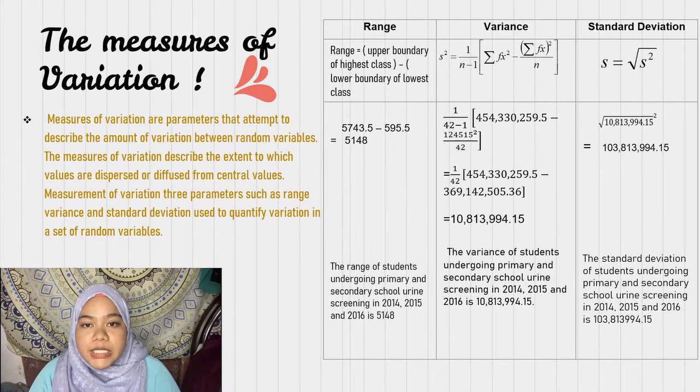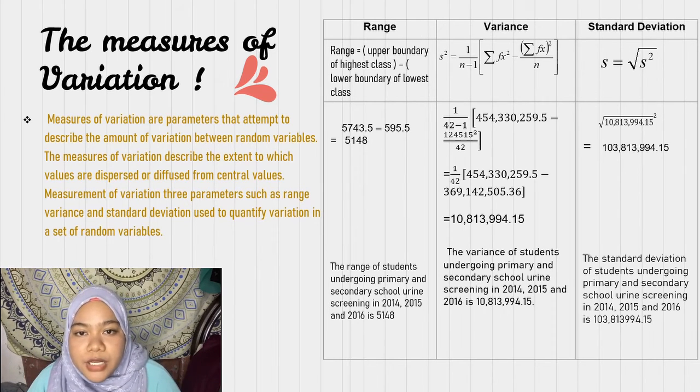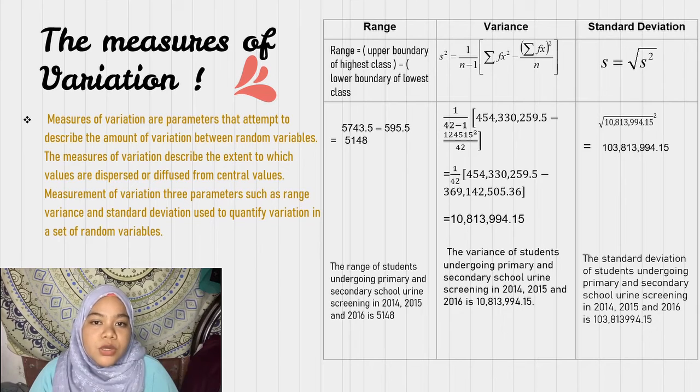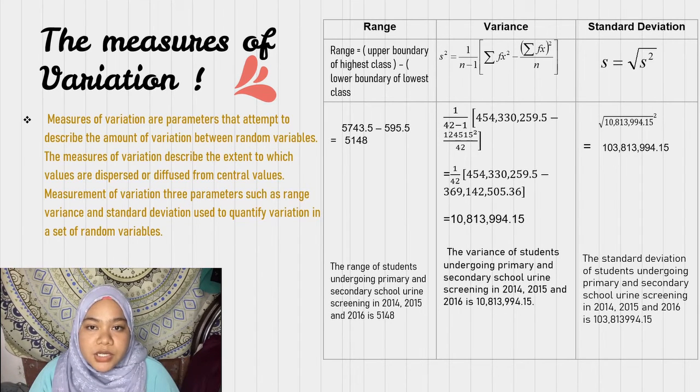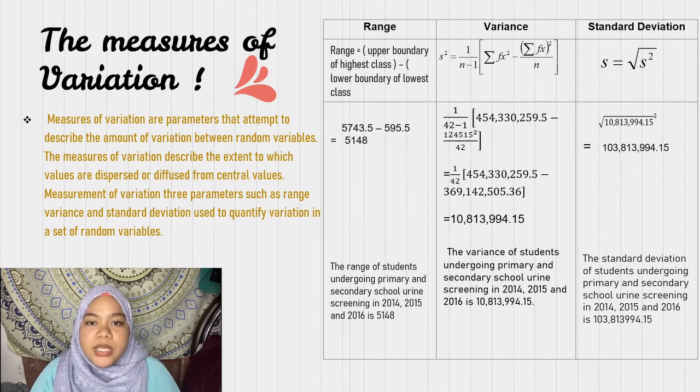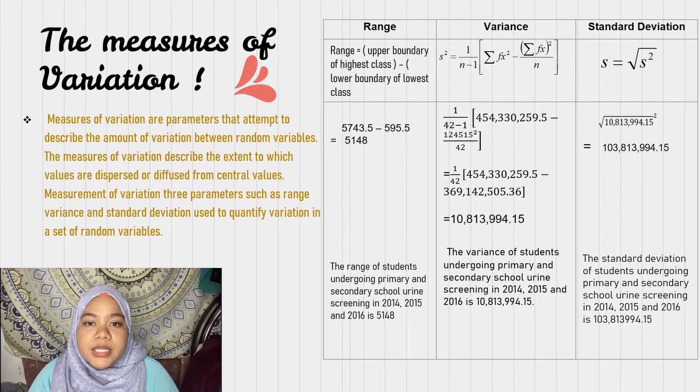Measures of variation are parameters that attempt to describe the amount of variation between random variables. The measure of variation describes the extent to which values are dispersed or diffused from central values.